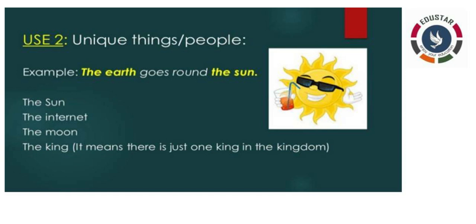The is used with unique things. That is, where there is only one of something. For example, the earth goes around the sun. Here we have only one sun and only one earth. So we use the before something when there is only one of it. The sun, the internet, the moon, the king.